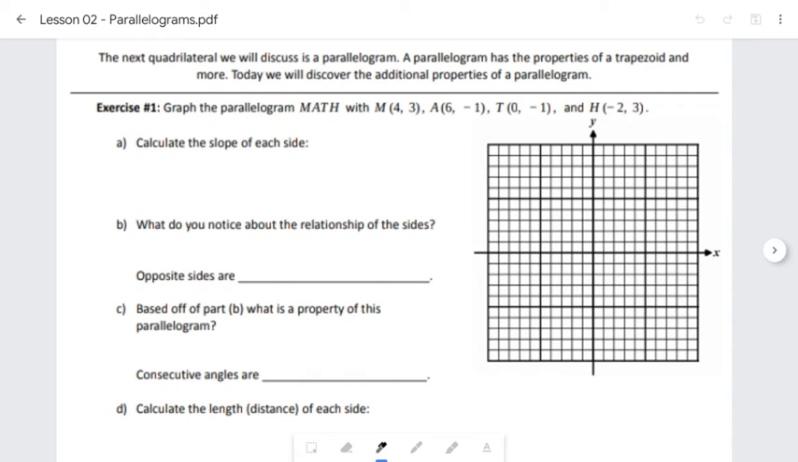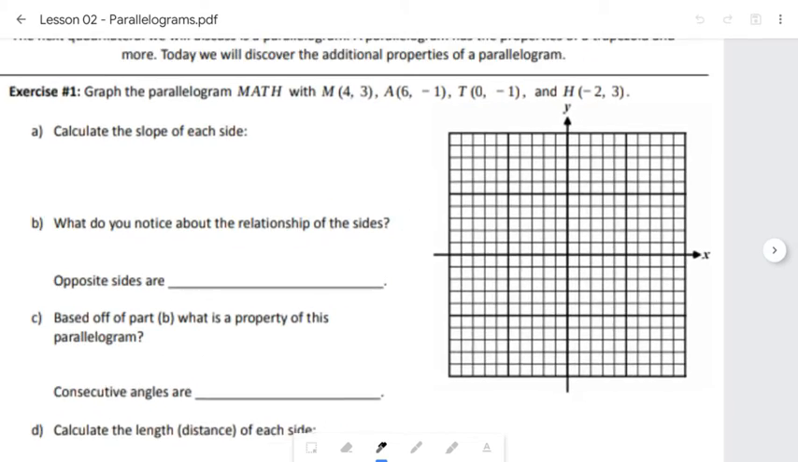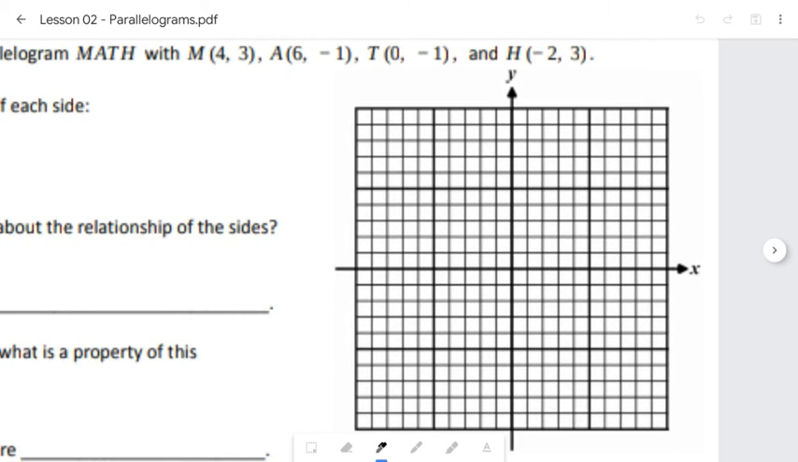So first we're going to graph the parallelogram MATH with the coordinates given, and we're going to calculate the slope of each side. The same way as anytime we have the coordinates in a graph given, we're going to plot those. So M is at (4, 3). Then we have A at (6, -1). T is at (0, -1). And H is at (-2, 3). Okay, so there's our parallelogram.